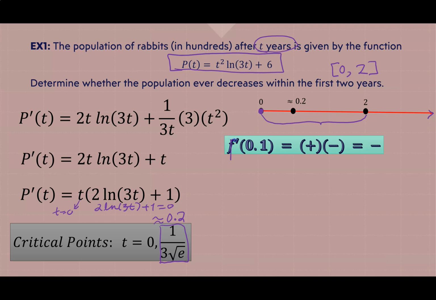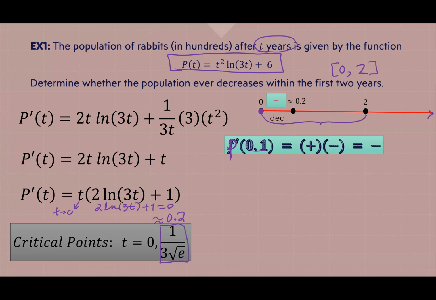And that should be p instead of f, but you know what I mean by that. The first derivative evaluated at 0.1. If you type it into your calculator, you will have a positive multiplied by a negative, which is a negative. So your function is decreasing right there from 0 to 0.2.